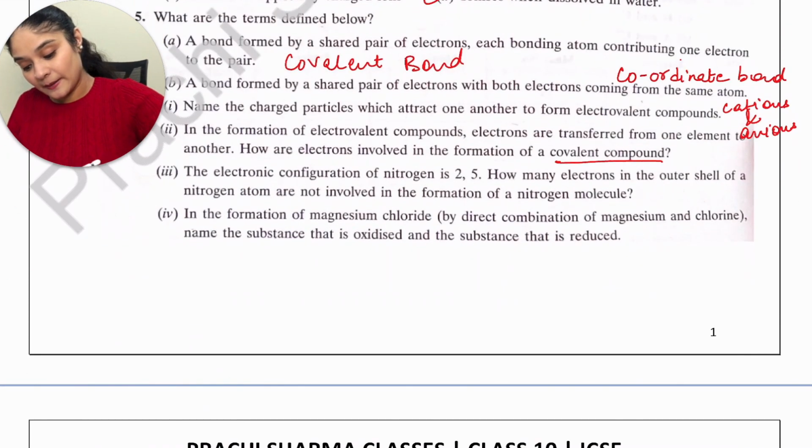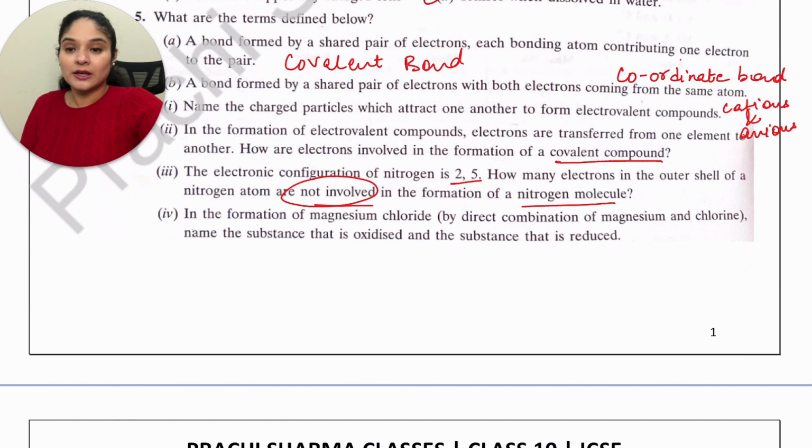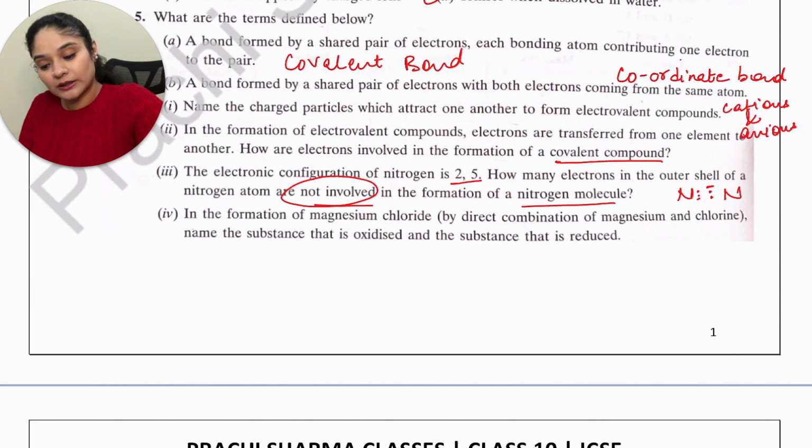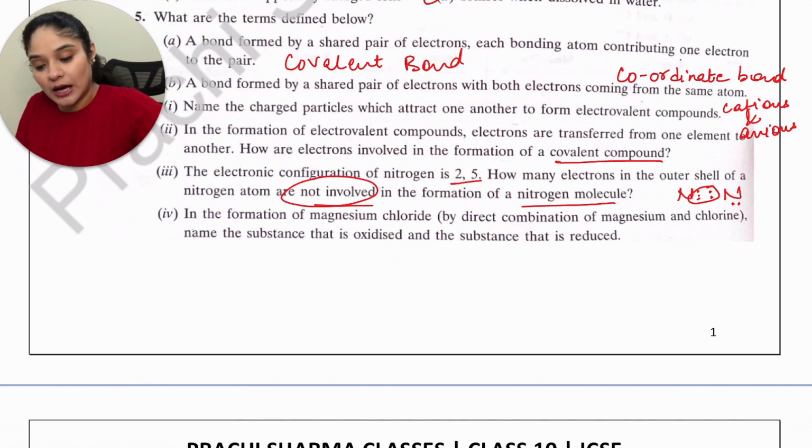The electronic configuration of nitrogen is 2,5. How many electrons in the outer shell of nitrogen atom are not involved in the formation of a nitrogen molecule? So when the nitrogen molecule is combining with another one and both of them are sharing 3 electrons each, you have 2 electrons in each atom which are not involved in the formation of molecule. So the answer for this would be 2 electrons.